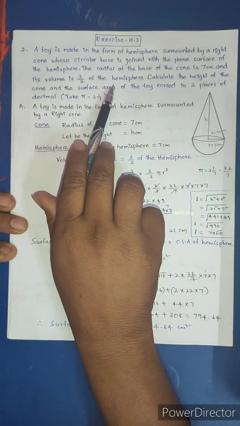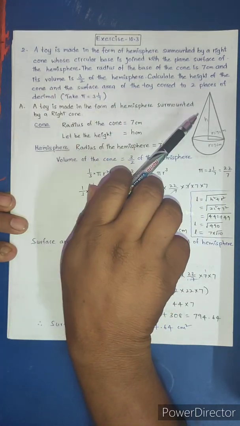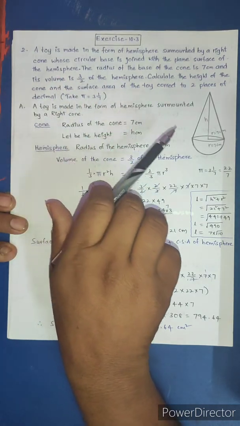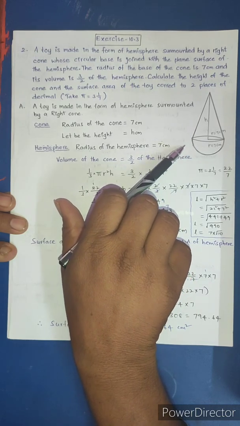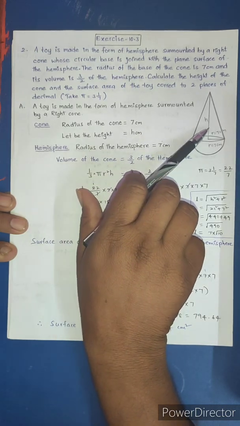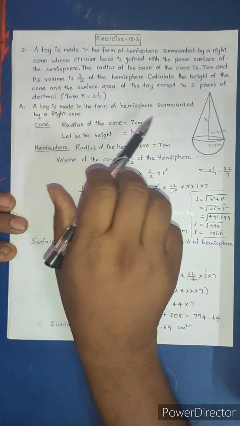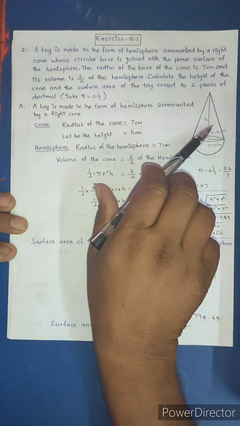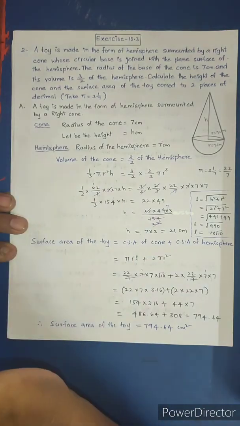Here this is the main point. Whose volume? Cone volume is 3 by 2 times of hemisphere. The volume of hemisphere into 3 by 2 gives volume of cone. Calculate the height of the cone. Asked to find the height of the cone and the surface area of the toy, correct to 2 places of decimal.